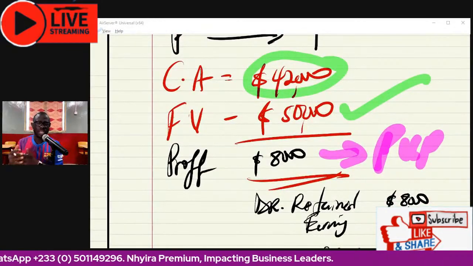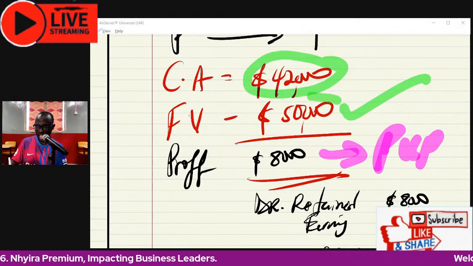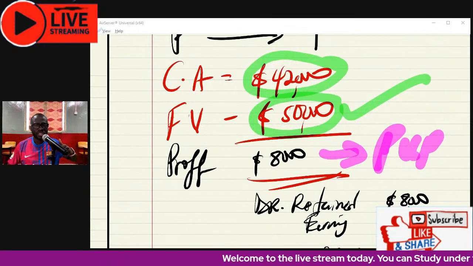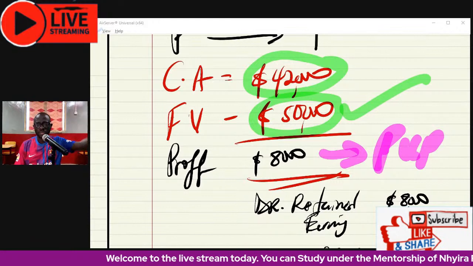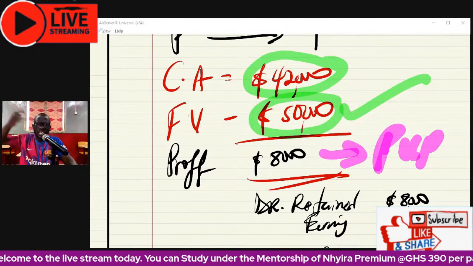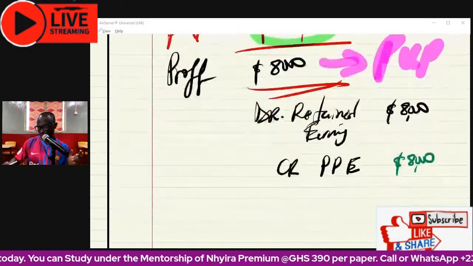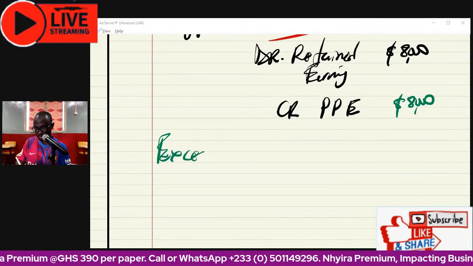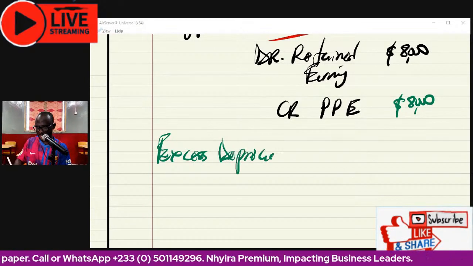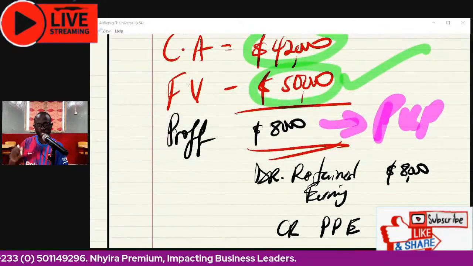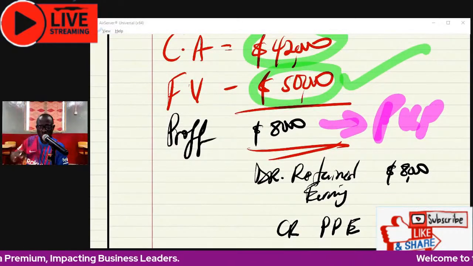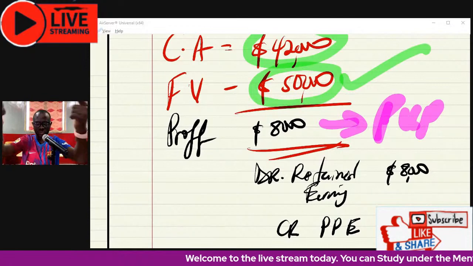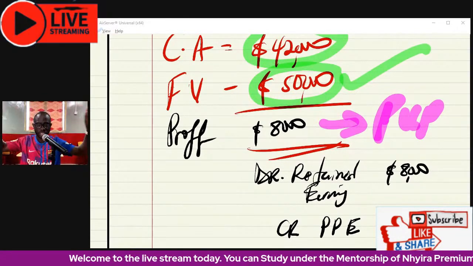Because the subsidiary bought the asset at 50,000, they would depreciate the asset at 50,000, which means because of the profit that has been made, they would charge more depreciation than they should have charged. Listen carefully. So on top of the provision for realized profit, there is going to be an excess depreciation, because they will calculate depreciation using 50,000, the value at which they bought it, and not the 42,000, the value from the group perspective in that particular case.